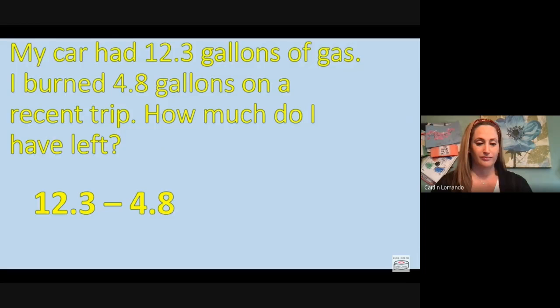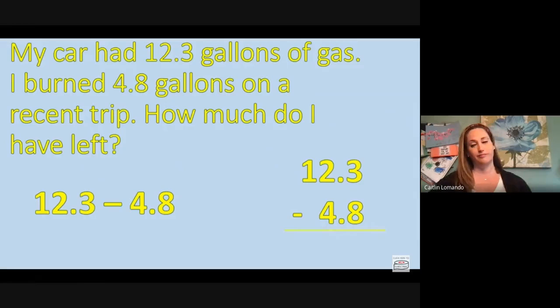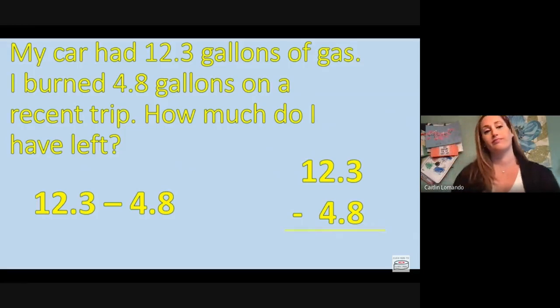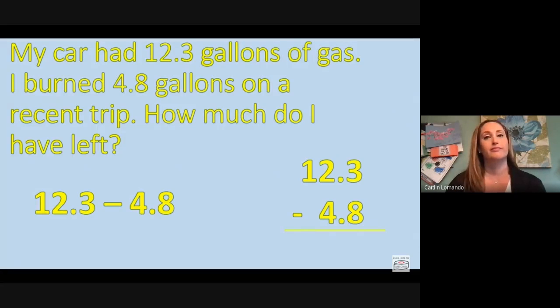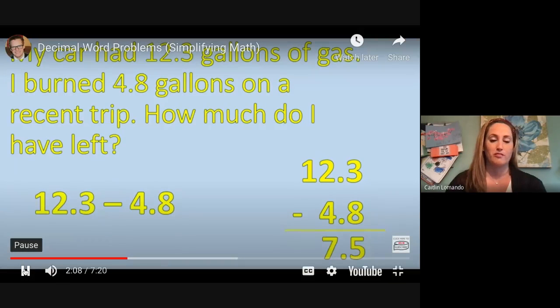So you start with a certain amount, you decrease it by a certain amount. And for this type of question, you'll be using subtraction. Whenever I subtract with decimals, I set them up vertically like this and then go ahead and solve just like I normally would, making sure that you line up the decimals with this question. So 12.3 minus 4.8 leaves us with 7.5. Again, what is that saying? That's saying I have 7.5 gallons of gasoline left, or of fuel left in my car.